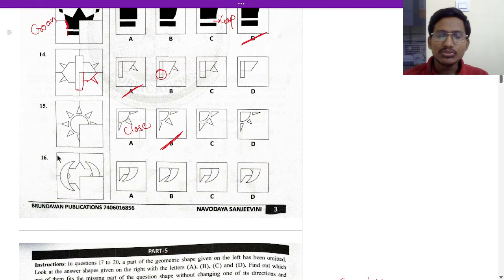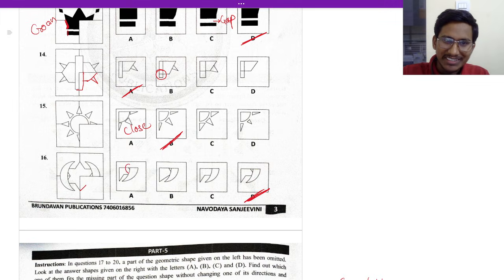Okay, now 16th question. So this is a star and a shield, so the star will complete here. So if you complete the star, it will look like this, right? So if it completes the star, so that will be the answer what? Option D, right? Option D. Why?